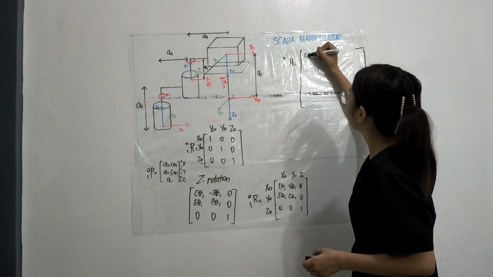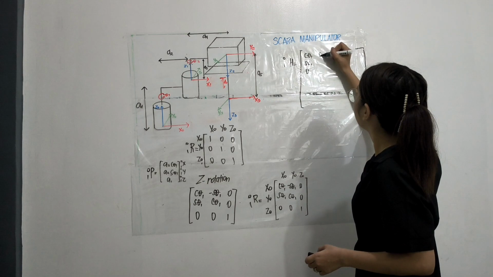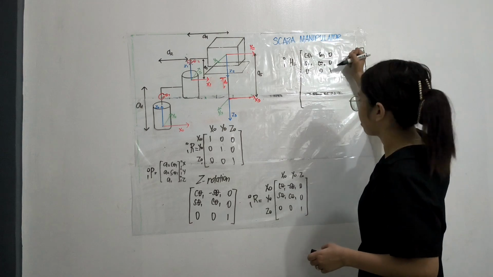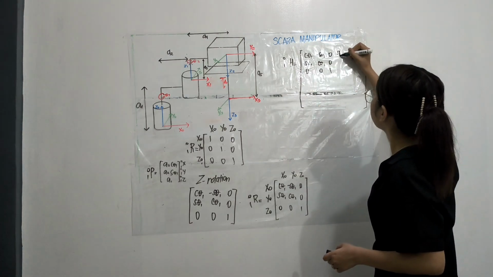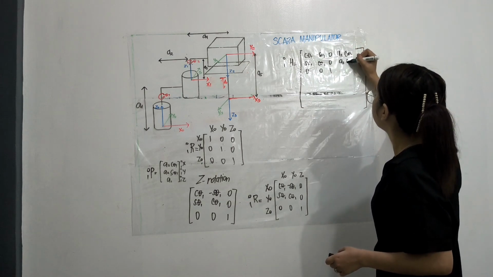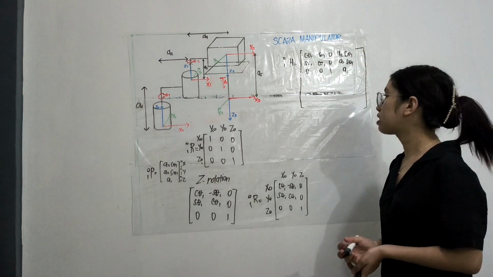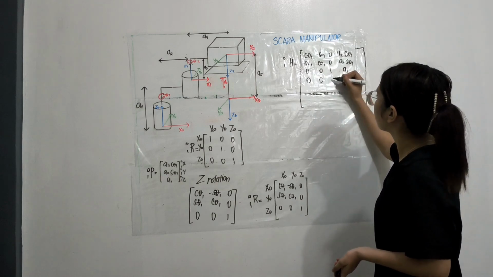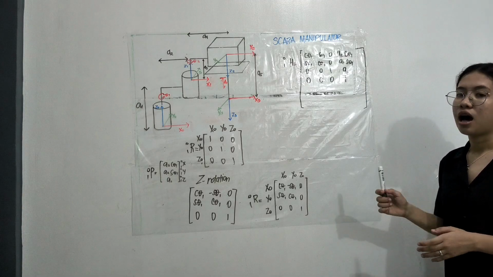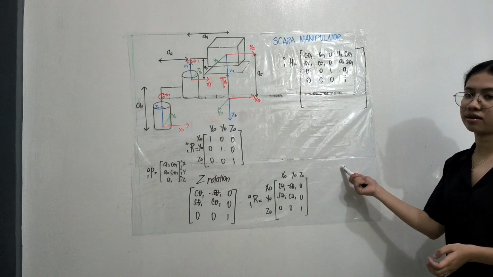So cosine 1, sine 1, 0, negative sine 1, cosine 1, 0, 0, 0, 1, and then a sub 2 cosine 1, a sub 2 sine 1, a1, and then we will add the augmentation column, which is 0, 0, 0, 1. So we have combined the rotation matrix and position vector for frame 0 to frame 1.